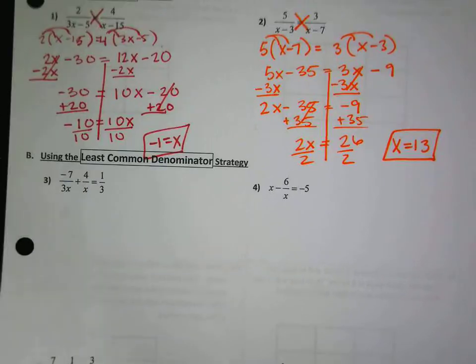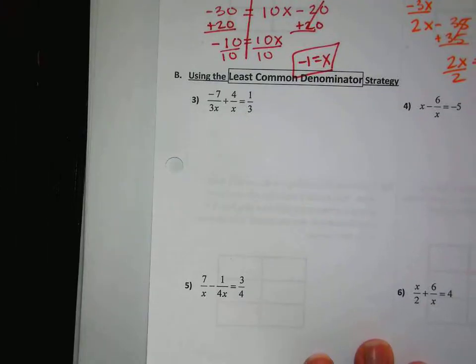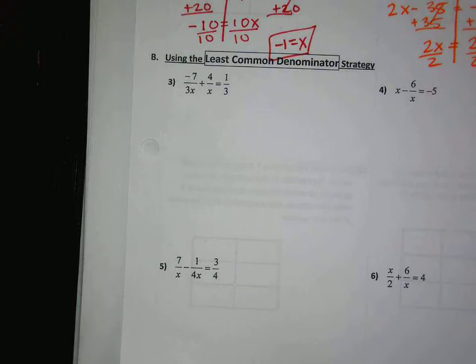All right, so are there any questions on those first two examples? Go to B. So we're still solving rational equations. We just have lots of fractions now in my equation. Instead of just having one on one side, one on the other, we've got lots of them.